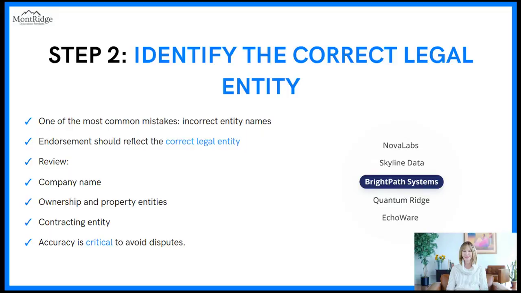Step 2. Identify the correct legal entity. One of the most common mistakes, incorrect entity names. Endorsement should reflect the correct legal entity. Review company name, ownership and property entities. Contracting entity. Accuracy is critical to avoid disputes.